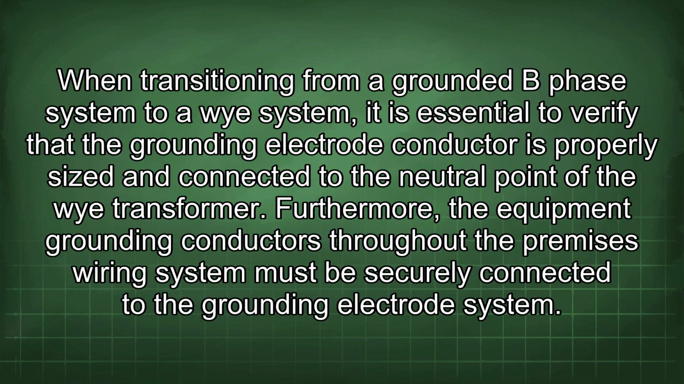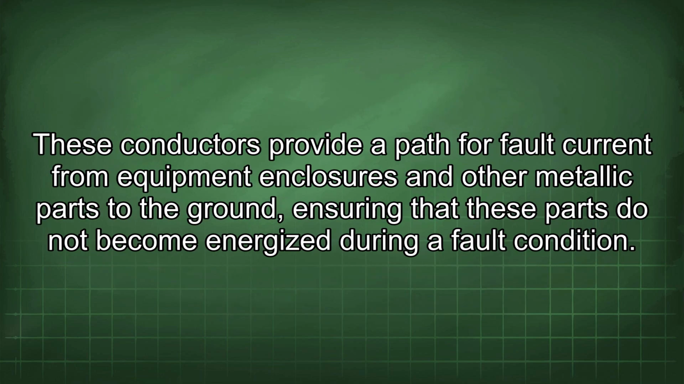When transitioning from a grounded B-phase system to a Y system, it is essential to verify that the grounding electrode conductor is properly sized and connected to the neutral point of the Y transformer. Furthermore, the equipment grounding conductors throughout the premises wiring system must be securely connected to the grounding electrode system. These conductors provide a path for fault current from equipment enclosures and other metallic parts to the ground, ensuring that these parts do not become energized during a fault condition.